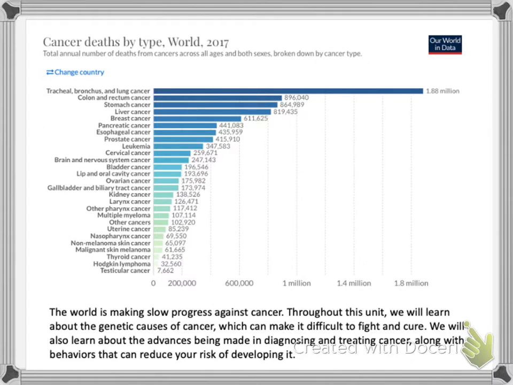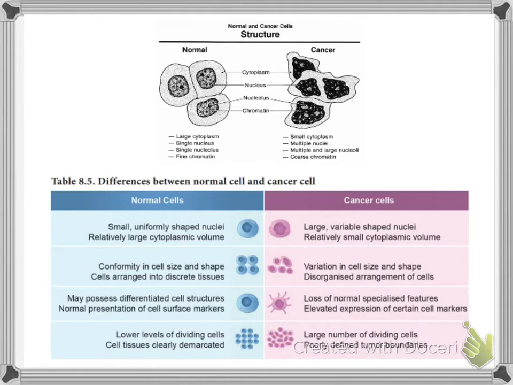So the world is making progress against cancer, but it is slow. And throughout this unit, we're going to learn about the genetic causes and why it makes it difficult to fight and cure. There isn't going to be one set cure for cancer because cancer really is a combination of genetic mutations. We're going to learn about advances being made in diagnosing and treating cancer, along with behaviors that might reduce your risk. So let's start off by talking about how cancer is physically different, and we'll look at that in this video. And then in later videos, we're going to learn about the genetics as well as behaviors that are different.